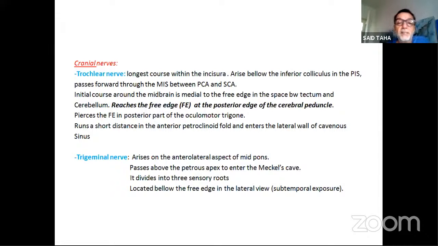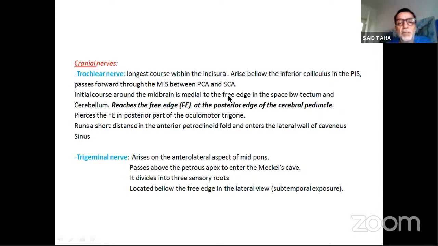When the space is destroyed by the tumor, we can reach the trochlear nerve in the space behind the peduncle, the posterior part of the cerebral peduncle, before opening of the dura.